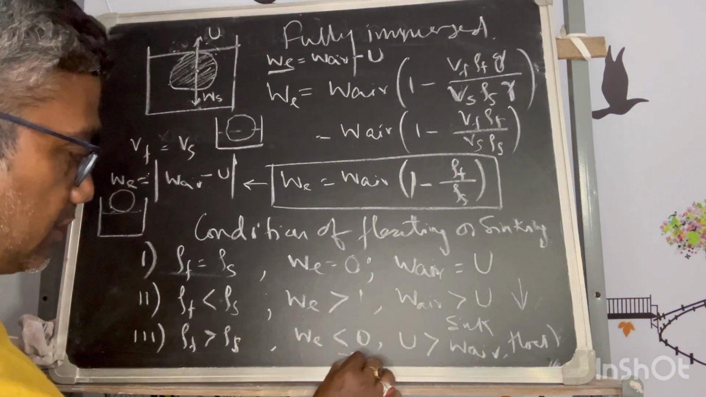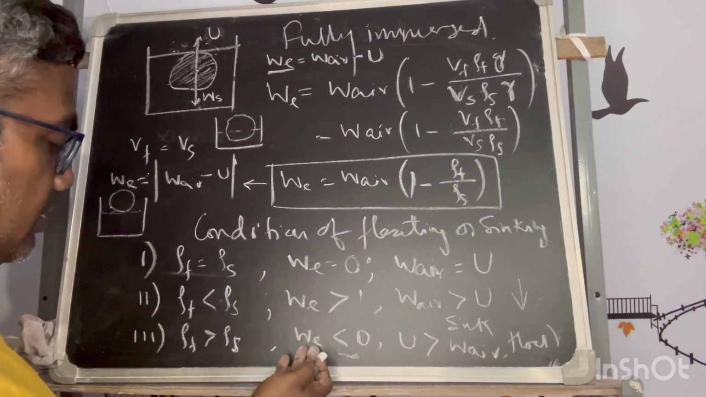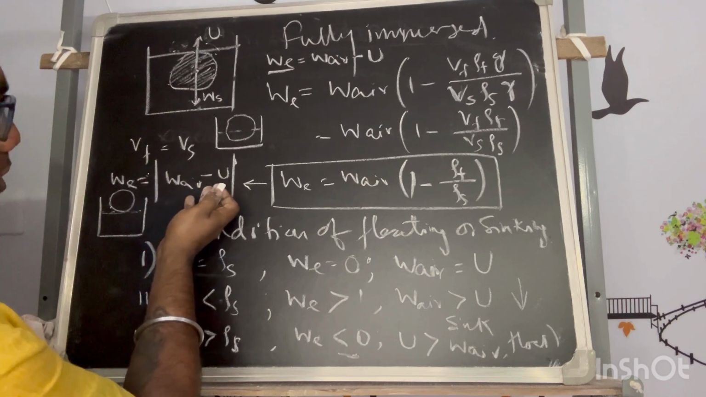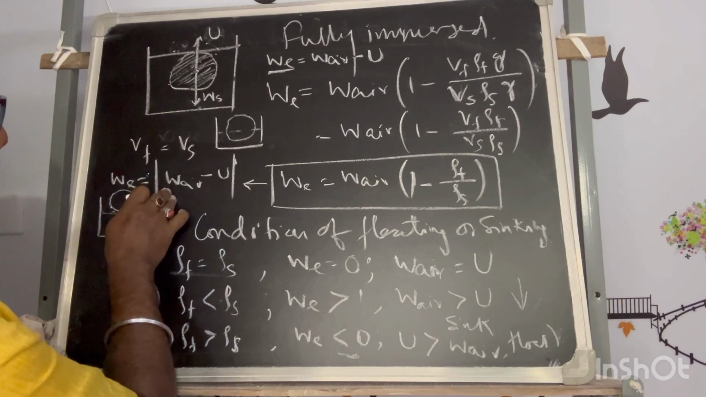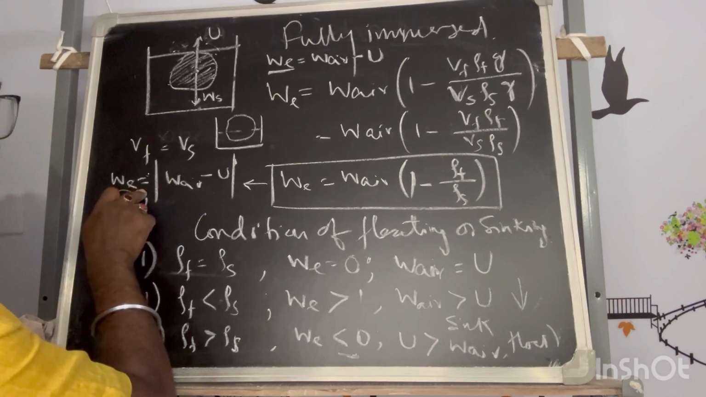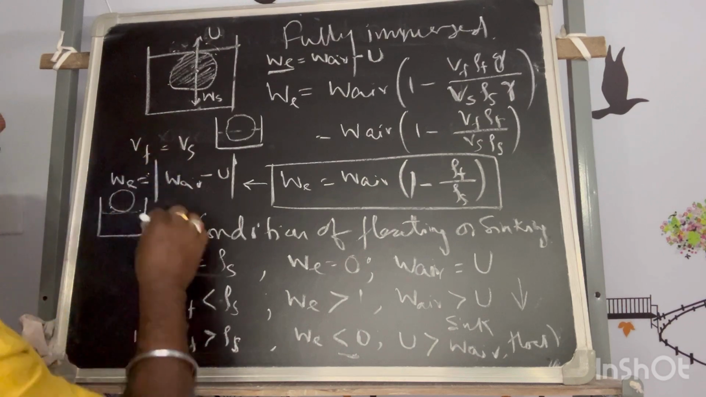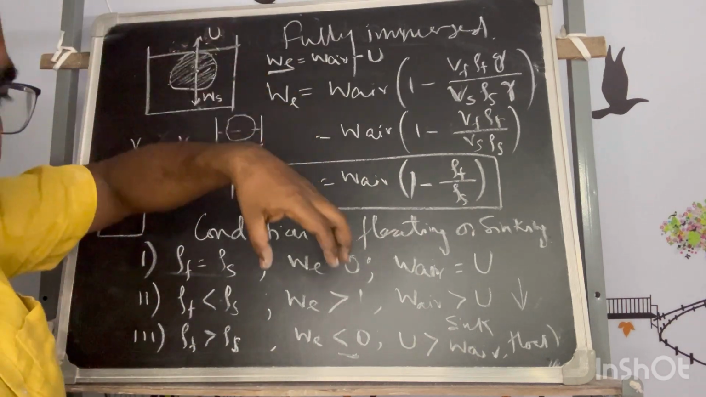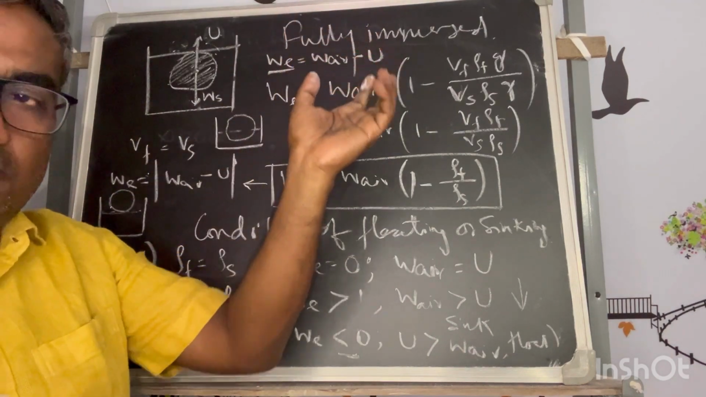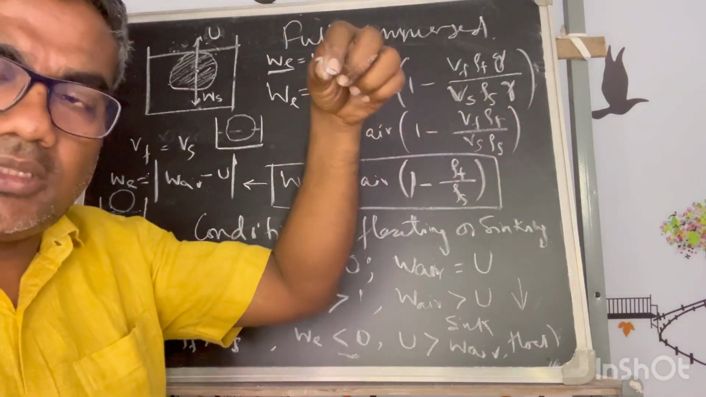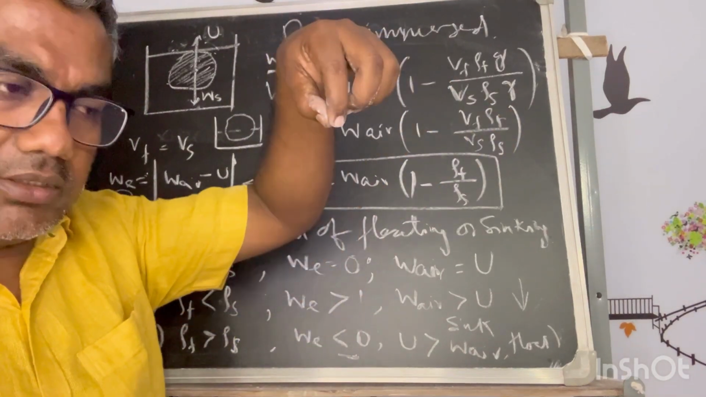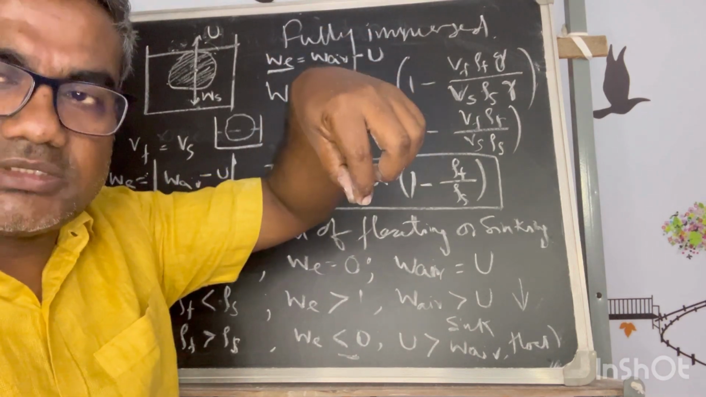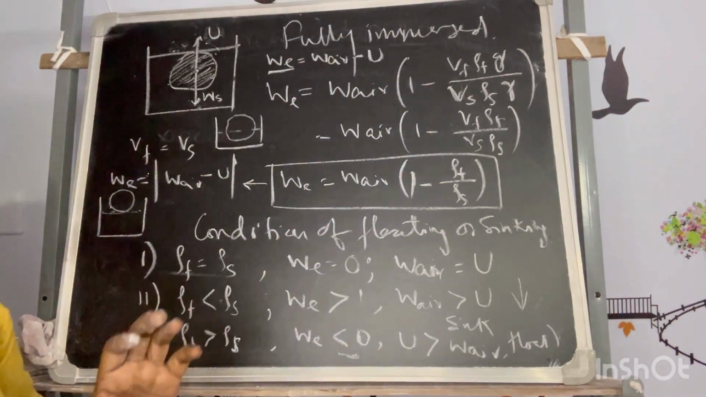This is not a negative value, rather it is the result of the difference of these two. So if U is more than W, this seems to be negative, but we will always take the mod value. So in that case, what is the effective weight of the body? Effective weight will be none. You will not get any force on the dynamometer. If we were able to hang it with this dynamometer, we would not get any weight.